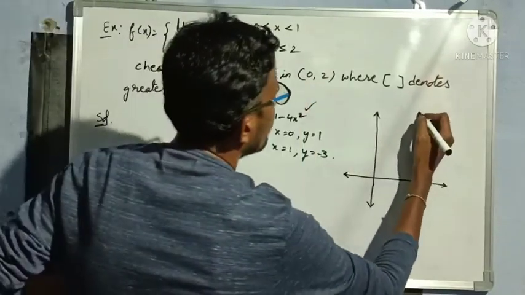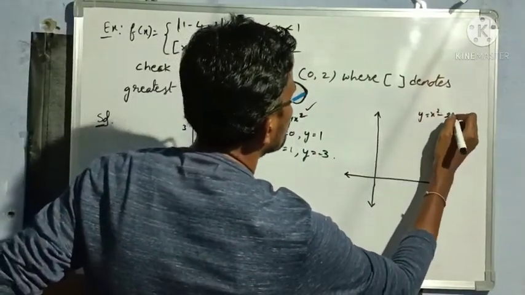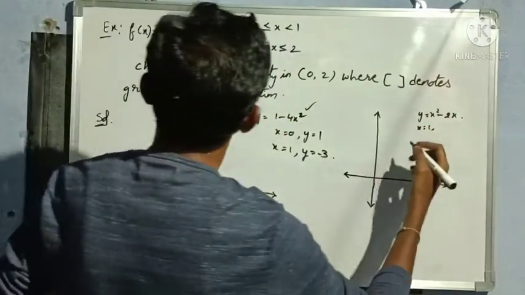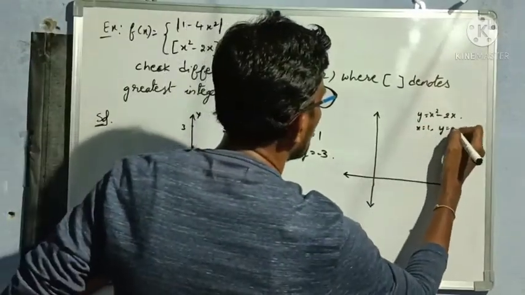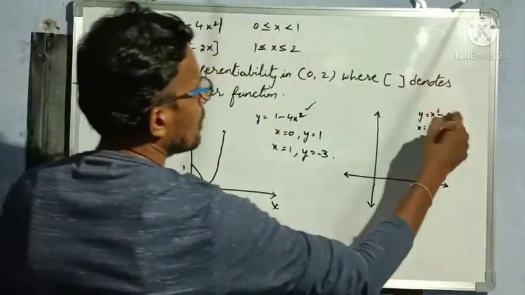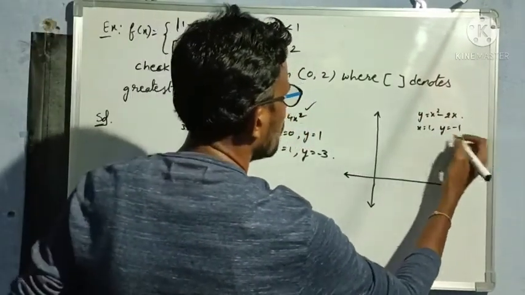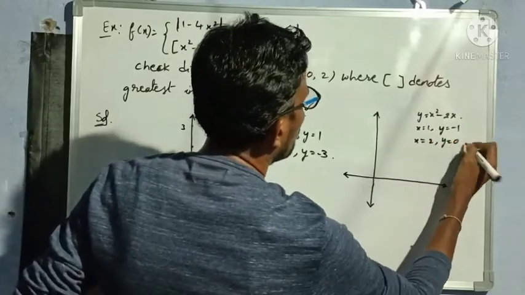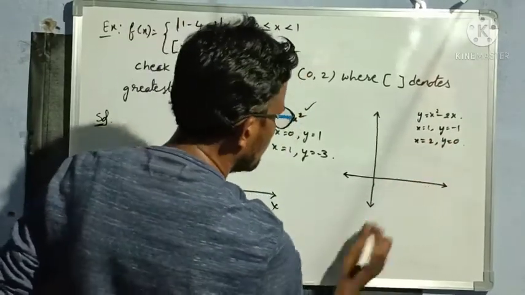x² y is equal to x² minus 2x. If I am taking x is equal to 1, then the y value is 1 minus 2, y is minus 1. Am I correct? 1 whole square minus 2 into 1 is 1 minus 2, which is minus 1. If x is equal to 2, then y is 0. Okay.